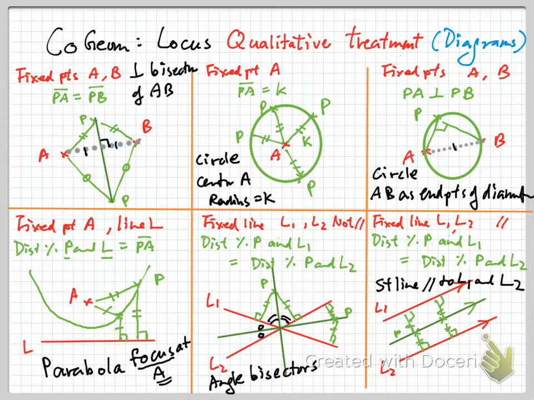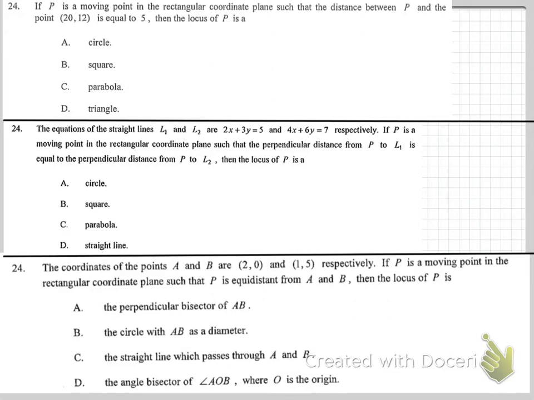So let's take a look at some of the past paper questions. These are the qualitative treatment. If you look at the answers, there's no calculation. You just have to tell what is the shape of the locus. So we have to read the description very carefully.